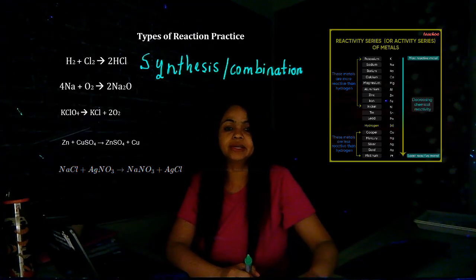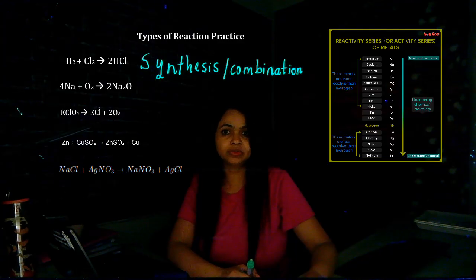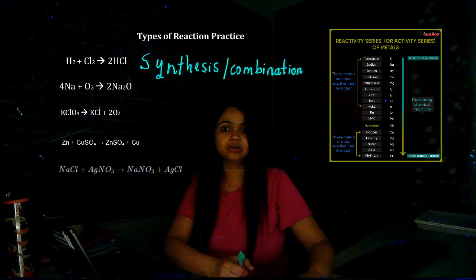Let's look at the second example. Na stands for sodium, combines with oxygen to form Na2O, that's sodium oxide. Here we see the reaction with oxygen. So oxygen supports combustion. So that's an example for combustion reaction.